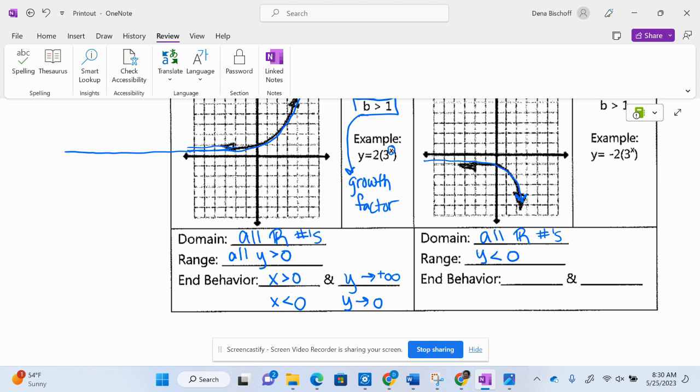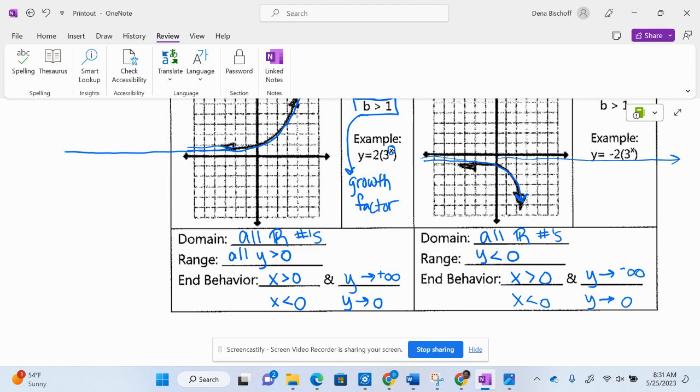Let's talk about the end behavior. As x gets bigger, so for all x greater than 0, what happens to y? Where is y going? As x gets bigger, as I move across this x-axis, what happens to y? Yeah, it approaches negative infinity. It gets really, really, really small. Okay. And as x gets smaller, y approaches 0. We talked about end behavior and looking at a graph.